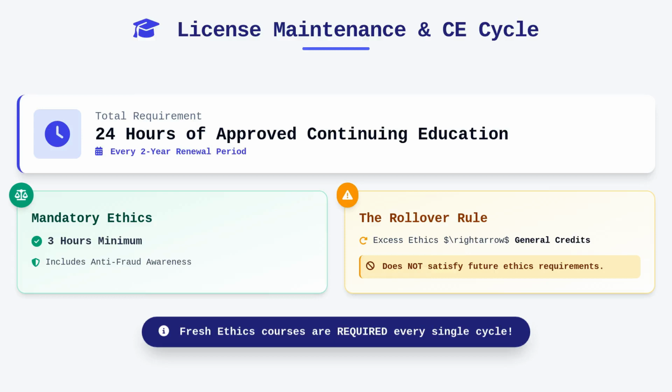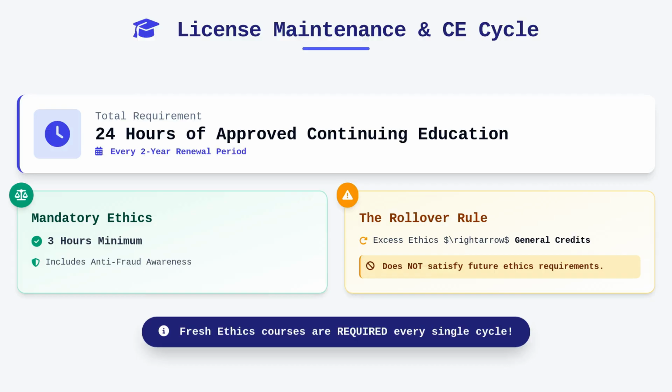It is important to note that if you complete excess ethics hours during a single renewal cycle, those extra hours will only roll over into the next cycle as general continuing education credits. They will not satisfy the mandatory 3-hour ethics requirement for the subsequent 2-year period, meaning you must take fresh ethics courses every single cycle.